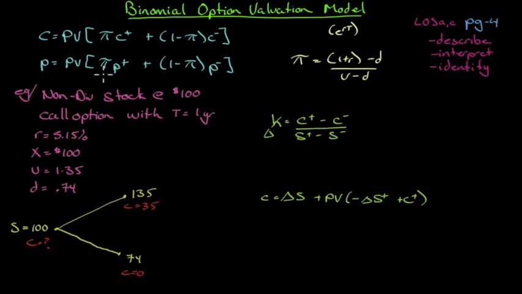We could do the same thing with the put. And this is how we figure out the probability of an up move and a down move. The probability of a down move is just 1 minus pi. Sometimes you'll have 1 plus r up here. Sometimes you'll have e to the rt. If it's continuous compounding, it'll be e to the rt minus d. If it's not, it'll just be 1 plus r minus d.